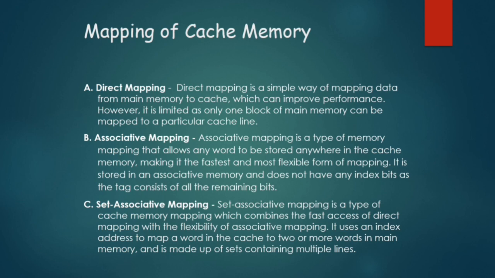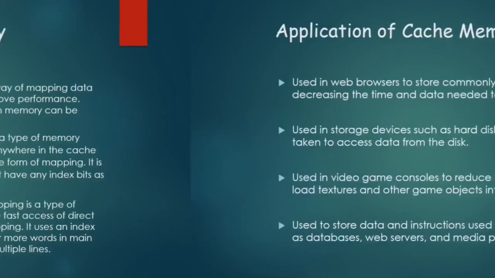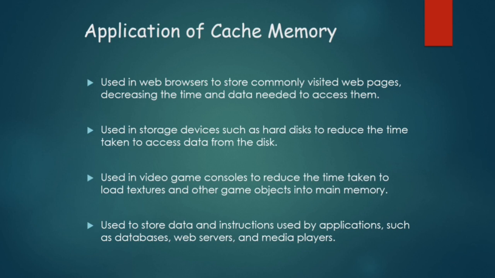Hello everyone, myself Sandesh Moralwar. I will be explaining the applications of cache memory. First of all, cache memory can be used in web browsers to store commonly visited web pages, decreasing the time and data needed to access them. Next, cache memory can also be used in storage devices such as hard disks to reduce the time taken to access data from the disk. Third, cache memory can also be used in video game consoles to reduce the time taken to load textures and other game objects into main memory.